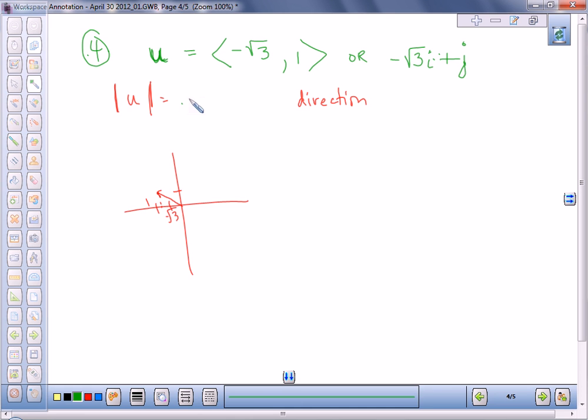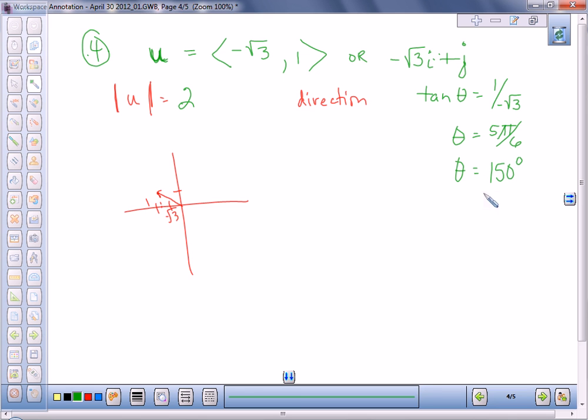For the direction, we should know this one. Hopefully we do. When we set this up, tangent of theta is equal to opposite over adjacent. We know in quadrant 2, when the tangent is negative 1 over the square root of 3, that is 5 pi over 6, or 150 degrees.